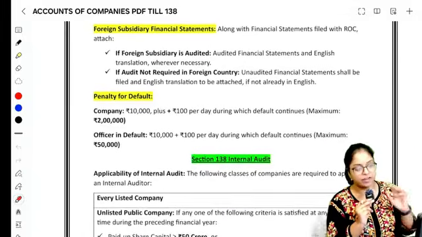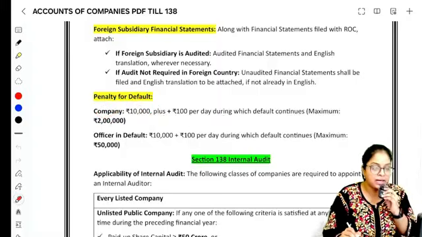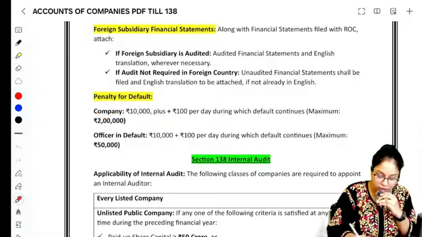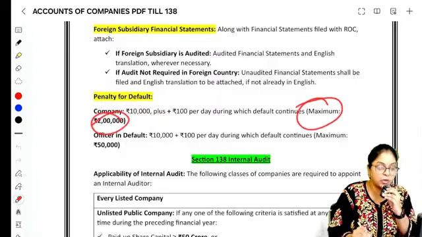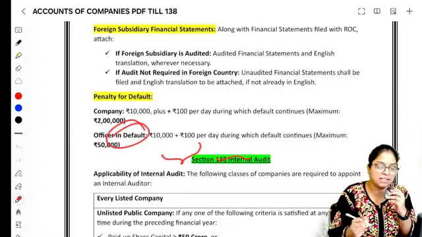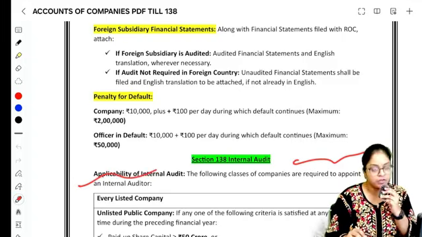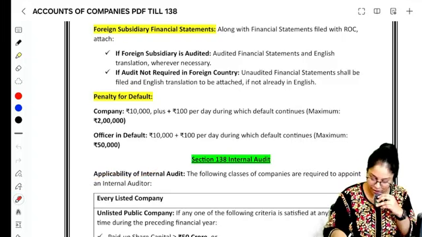And if you do any default in this section, for the company it is 10,000 standard plus rupees 100 per day of default that continues, which can go up to a maximum of 2 lakhs. And for the officer in default, it is 10,000 standard plus 100 per day for every day of default, which can go up to a maximum of 50,000. This is your entire section 137.